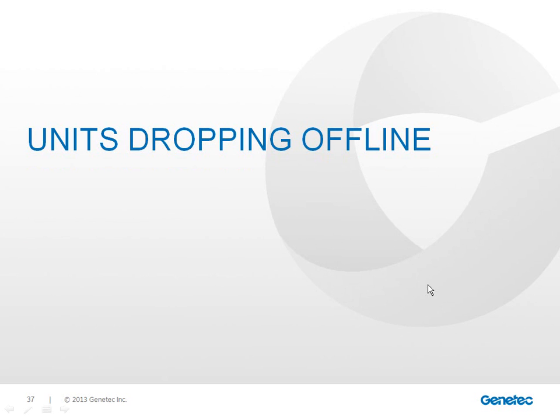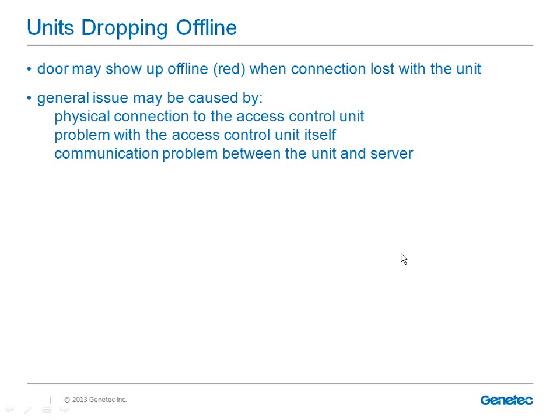Okay, our next common issue is where we've been able to add the unit, and it might have been running fine for a while, but is now dropping offline randomly. Now you'll notice this in the security desk as the associated doors will show up in red. In general, this issue may be caused by a physical connection problem to the access control unit, a problem with the unit itself, either hardware or software, or a communication problem between the unit and the server.